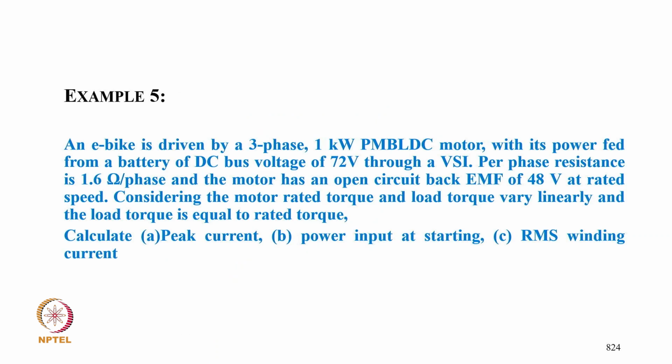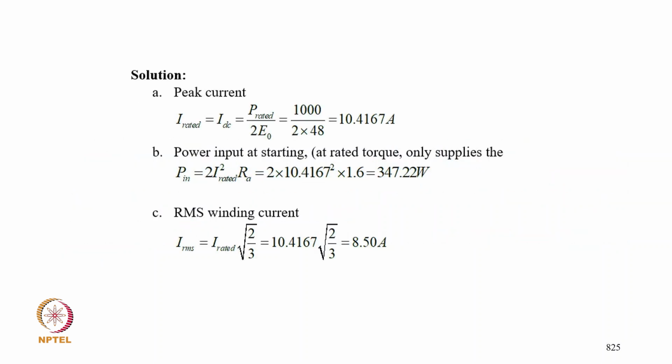Now example 5: an e-bike is driven by a 3-phase 1 kilowatt BLDC motor with its power fed from a battery of DC voltage of 78 volt through a VSI. Per phase resistance is 1.6 ohm per phase, and the motor has an open circuit back EMF of 48 volt at rated speed. Considering the motor rated torque, and the load torque varies linearly, the load is equal to rated torque. Calculate the peak current, power input at starting, and RMS winding current.